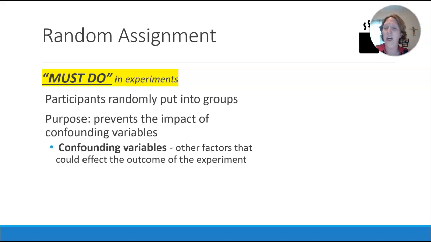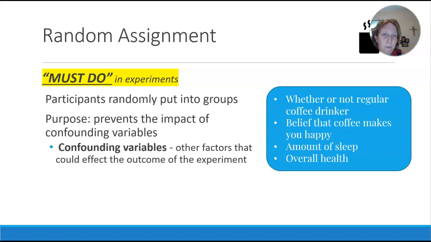This is another definition here. Put the purpose in the first box, and this definition of confounding variables is already given to you in the next box. A confounding variable is something that will impact the experiment, but it's not really what you're trying to test. So think about it. What are some things that could impact someone's level of happiness while they're drinking coffee?